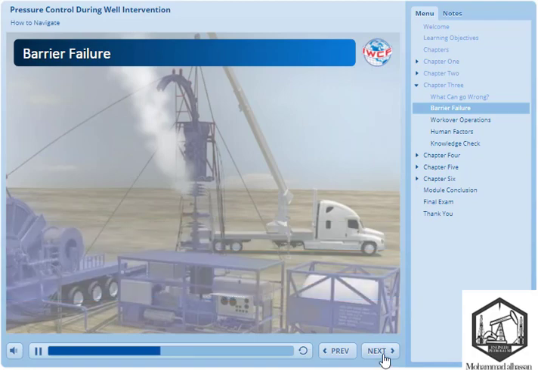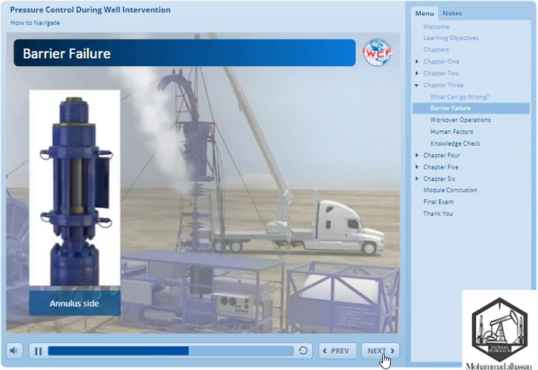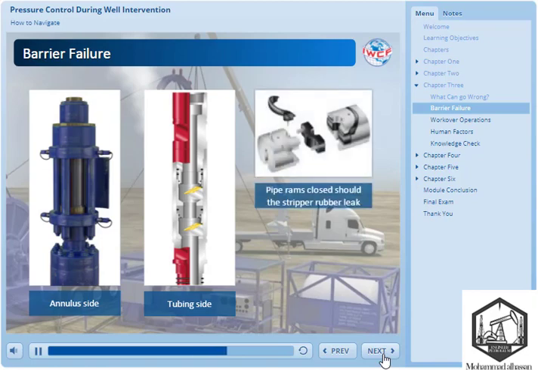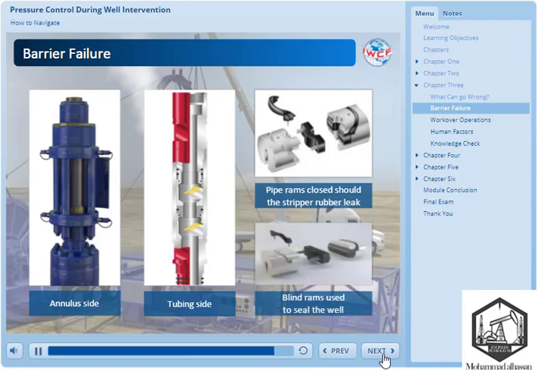During coiled tubing operations, the primary barriers would be the stripper rubber on the annulus side, and the surface and subsurface check valves on the tubing side. Should the stripper rubber leak, operations should stop and the pipe rams closed. Should one of the check valves fail, there is normally a backup, but as a last resort, the tubing can be sheared and the blind rams used to seal the well.